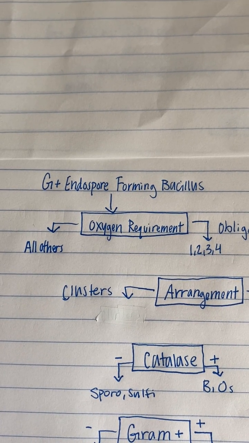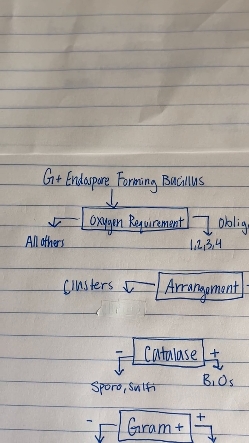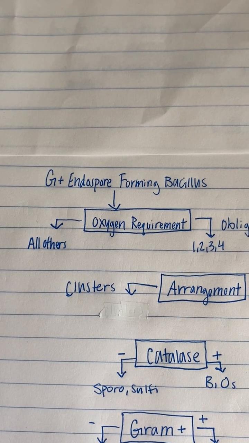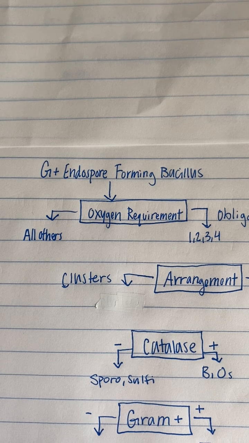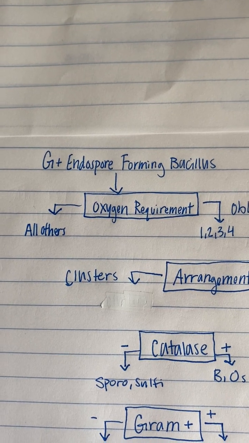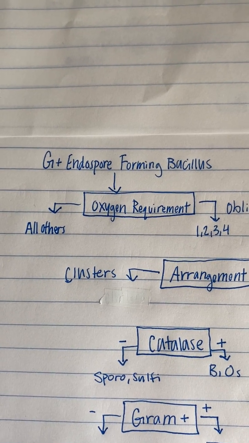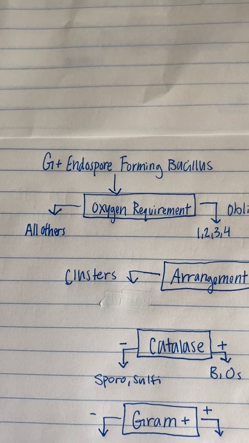So in the textbook, my isolate was classified as group 18, which is this title that I have, the gram-positive endospore-forming bacillus. So that's what I'm starting with up here.